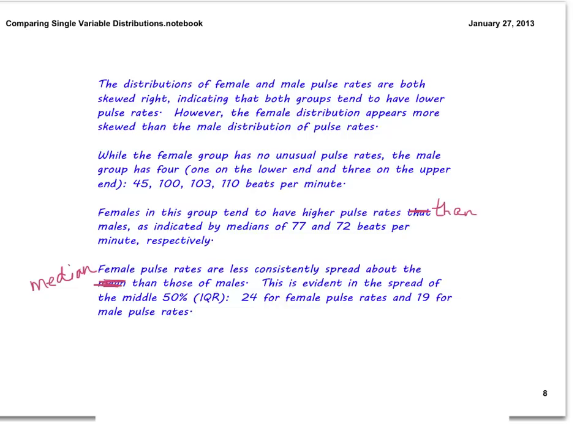So that's the complete description. Notice that we are still talking about the shape, outlier, center, spread. Not only that, but we're using comparative language. Are both skewed right? The female distribution appears to be more skewed. While the female group has this, the male group has something different. Females in this group tend to have higher pulse rates. Female pulse rates are less consistently spread. So you want to use that comparative language as you go through this. I hope this gives you some insight.